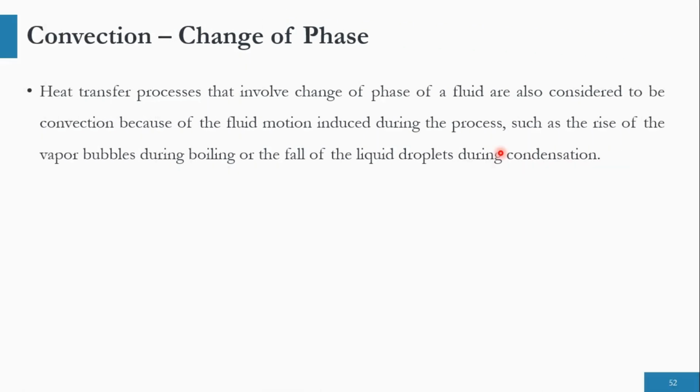So this is the overall information on convection in our today's lecture, which we have elaborated. Number one was the introduction of convection. Number two was the types of convection. And number three was the role of convection in the change of phase, or phase change process. So that's it from today's lecture.